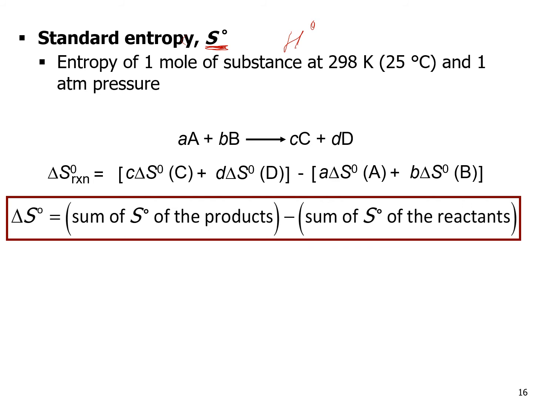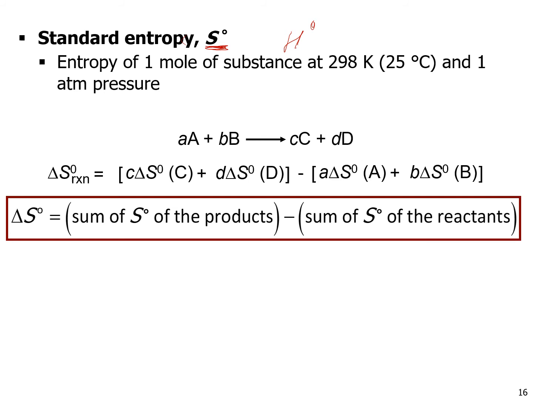Okay, so what kind of question can you expect? A reaction will be given to you, and S naught values for the reactants. Each reactant and each product will be given to you. You will be using those values to calculate delta S naught for the reaction using this particular formula right here.